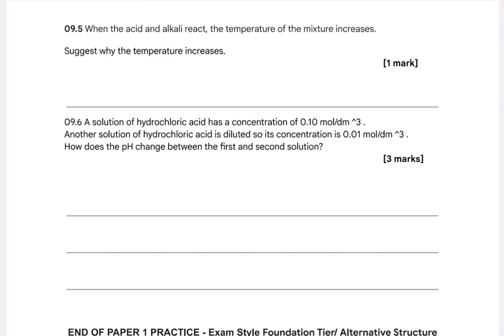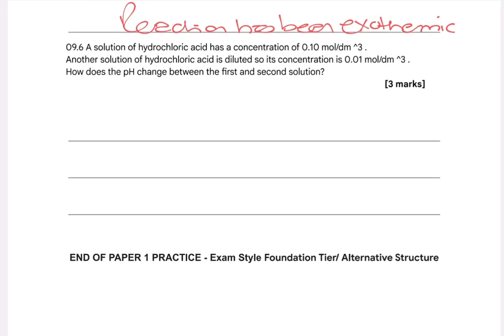And in this question, it's asking us, when an acid and alkali react, the temperature of the mixture increases. Suggest why the temperature increases. So this is a recall question from something previous, and this is because the reaction in this example has been exothermic. Acid and alkali reactions are typical exothermic reactions. If you add a strong acid to a strong alkali, they will quite often feel warm to the touch, because they're generating an exothermic reaction and therefore releasing energy.